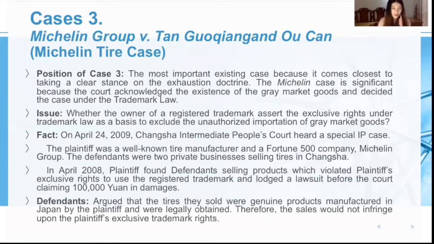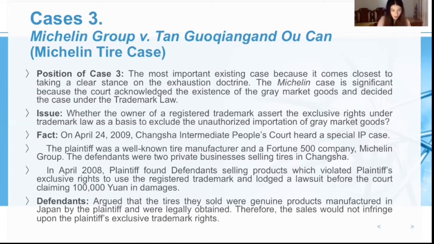In the third case, the Michelin tire case, the plaintiff was a well-known tire manufacturer and a Fortune 500 company. The defendants were two private businesses selling tires in Changsha. In April 2008, plaintiff found defendants selling products which violated plaintiff's exclusive rights to use a registered trademark and lodged a lawsuit before the court, claiming 100,000 yuan in damages. Defendants argued that the tires they sold were genuine products manufactured in Japan by the plaintiff and were legally obtained. Therefore, the sales would not infringe upon the plaintiff's exclusive trademark rights.